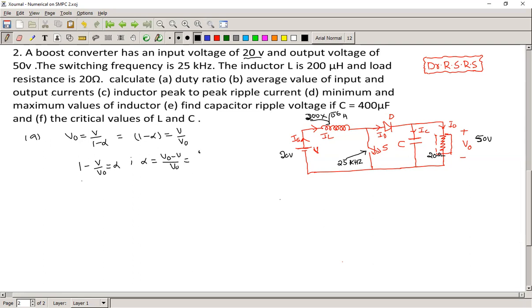This is equal to (50 minus 20) divided by 50. The numerator is 30, so 30 by 50 gives alpha equal to 0.6.